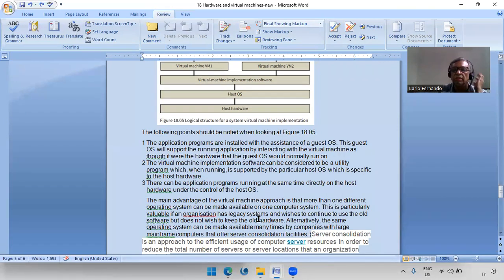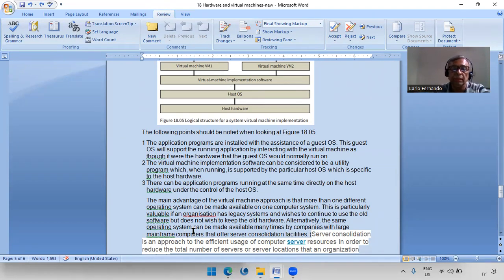So you use the old software, but not the old hardware. You have thrown the old hardware, and have new hardware. Usually the new hardware and the new OS will not support this legacy system, but through this method, you make it a virtual machine, like imitating the old machine.